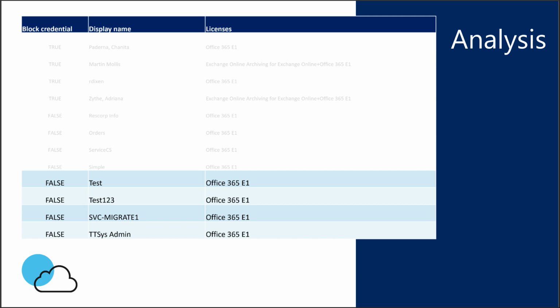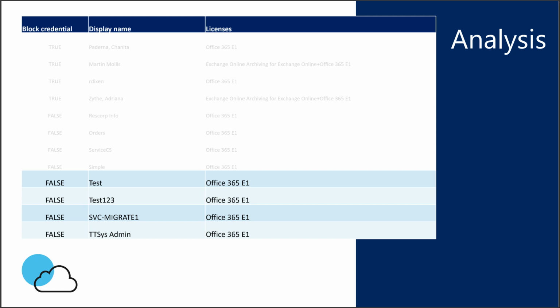The first two are called Test and Test 123. And then you've got Service Migrate 1 and TT-SYS Admin. So in this scenario, test accounts might not need the license for a full year or even for the period of time that they're assigned here. And if that's the case, they could be removed from those accounts.